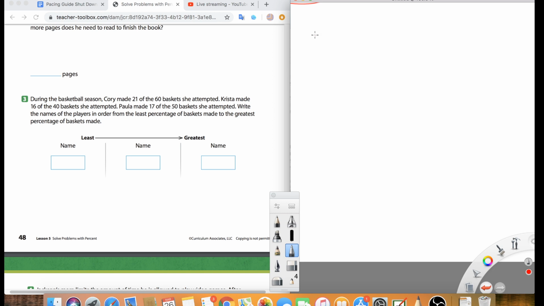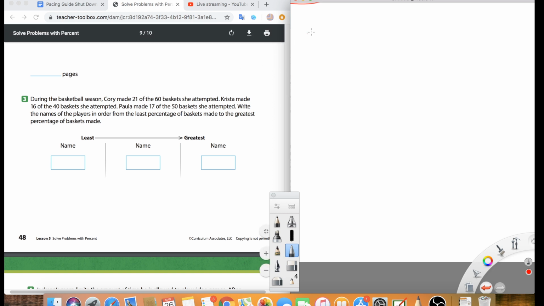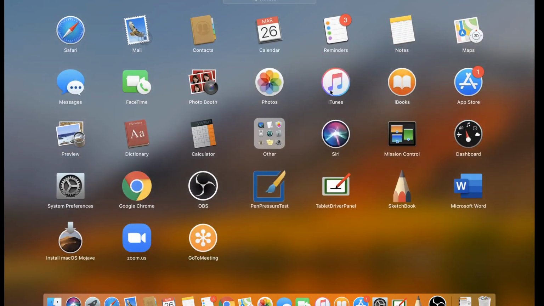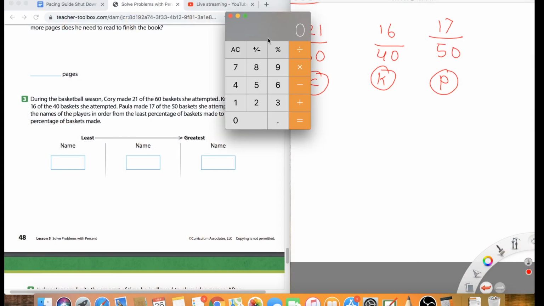In order to find the percentage, when they give you like 21 out of 60, you have to make a fraction like this. First number goes on top, second number goes on the bottom. This is for Corey. For Krista, it's 16 baskets out of 40. And the last one is Paula, 17 out of 50. When we divide these, we will get a percentage. We have to do 21 divided by 60, 16 divided by 40, and 17 divided by 50. And when you do this, you'll always get a percentage.